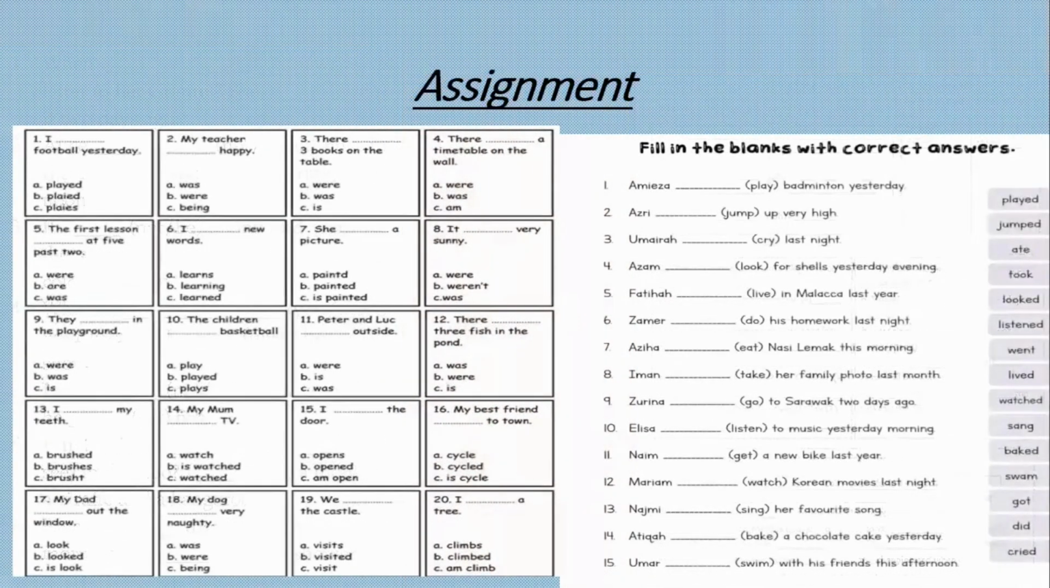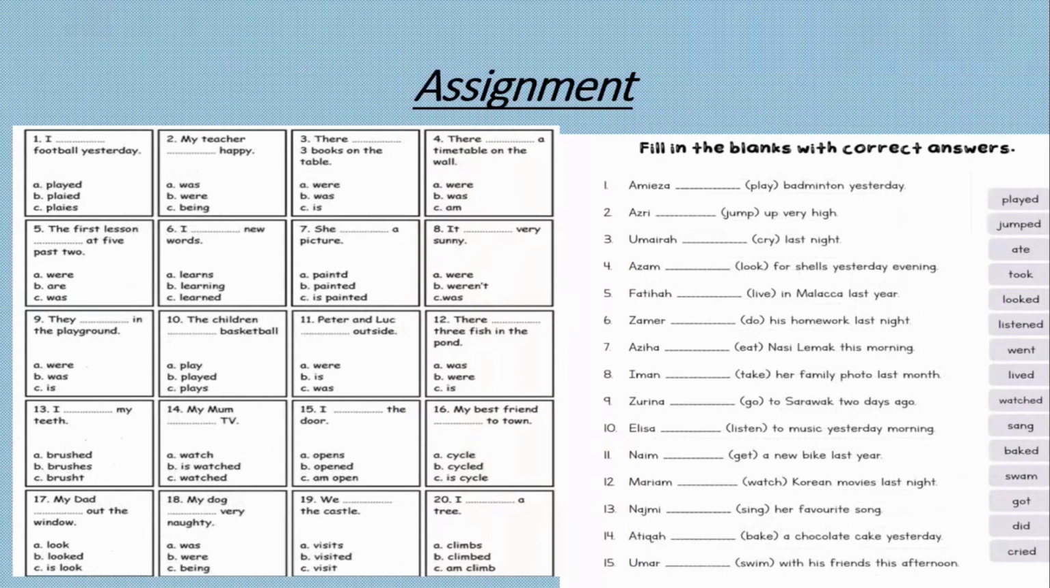After that, you have some choose the correct answer. Like for example, I football yesterday. Remember, yesterday is one adverb of time of the past simple. So you say played. That is a, because why? Preceded by a vowel, we just add ed. Go on until we finish number 20.